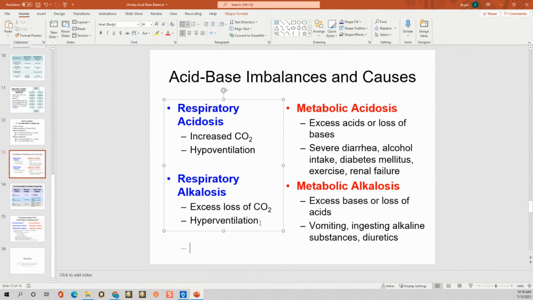Cool. You guys on board with that respiratory alkalosis? This is what mountaineers are going through. This is actually what kills all those people at base camp, you know, they're going up Everest and all that sort of stuff. All right.